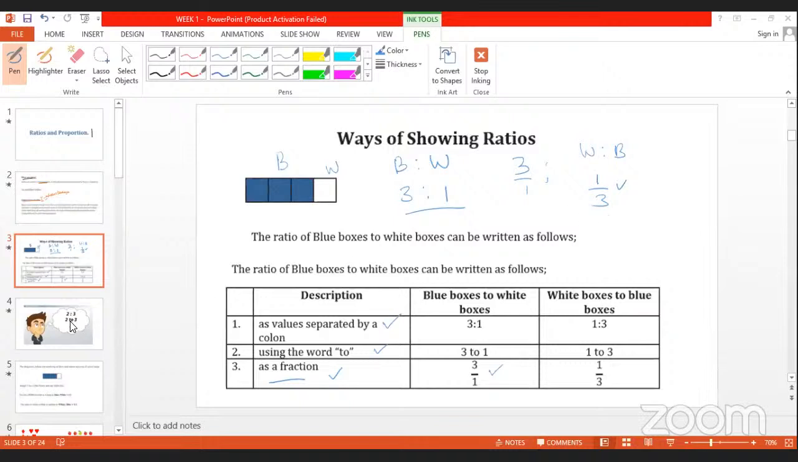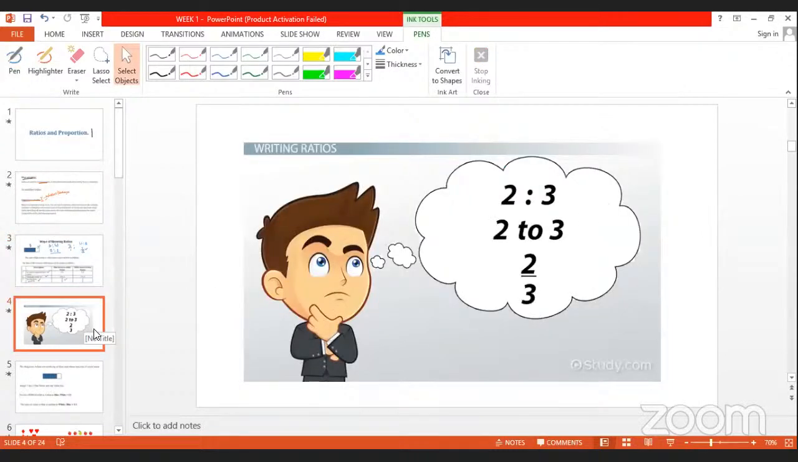So I'm reviewing what we did last time before we kickstart, as people keep joining in. I gave you those three different ways you can write your ratios. You can either write it in this form, or this other form. So all these ones here mean the same thing. 2:3, 2 to 3, or 2:3, you are still talking about the same thing, okay?